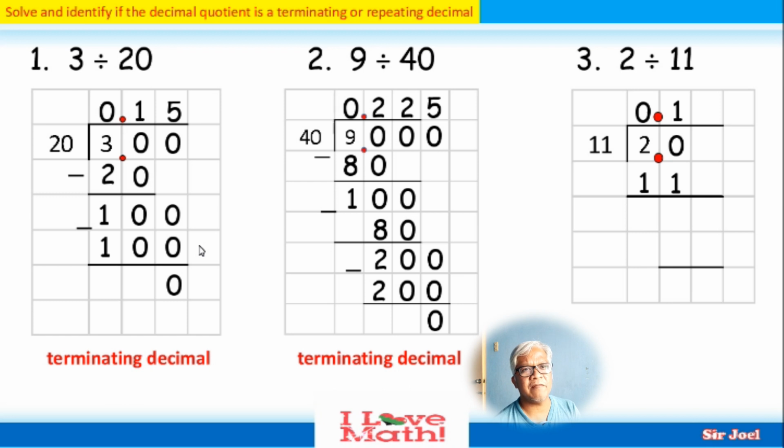Then subtract 11 from 20. The difference is 9. Add another 0. Bring it down. So it is 90 divided by 11. Of course, the answer is 8. And 8 times 11, it is 88. Okay? Then 90 minus 88, the difference is 2. So if you notice, bumalik ka na ulit sa 2 divided by 11. Meaning to say, mauulit na ulit ang iyong mga sagot.